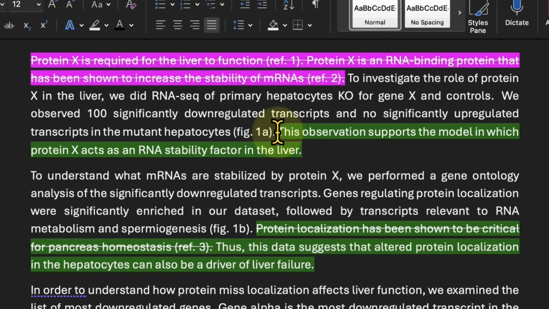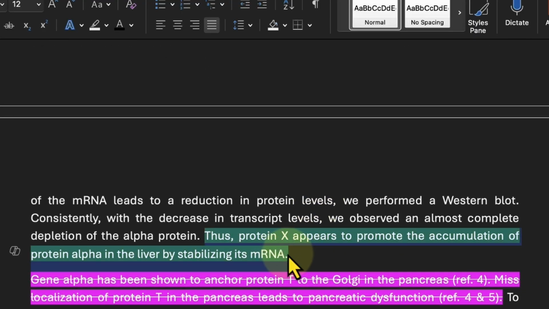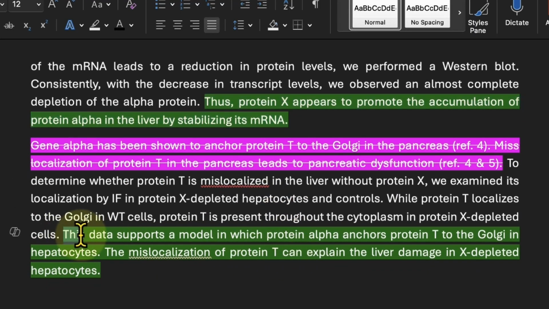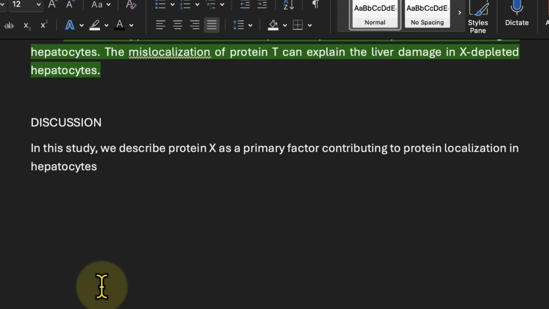So again, in the results we have all these final sentences where we have been sort of concluding the main message of each result, but these sentences here only apply to that panel. In the discussion we try to put them together, and in the first paragraph typically we give a summary of the main findings. So in this case we say, in this study we describe protein X as a primary factor contributing to protein localization in hepatocytes, and we say by sustaining the levels of protein alpha.